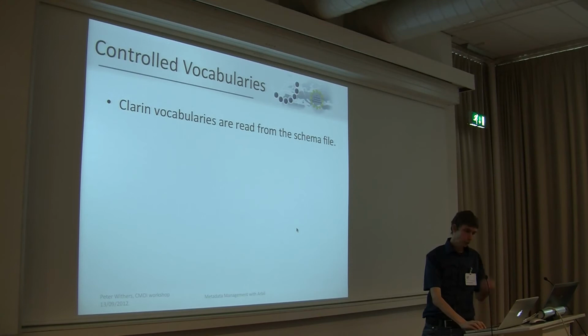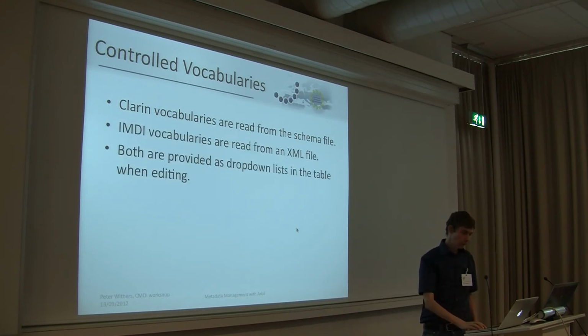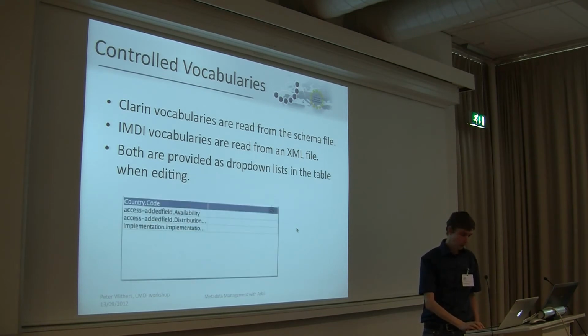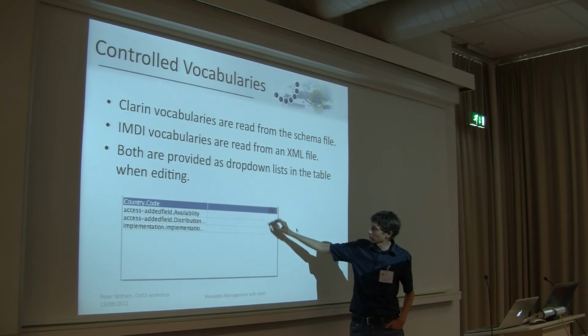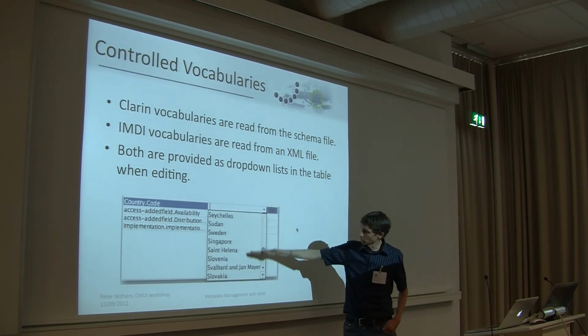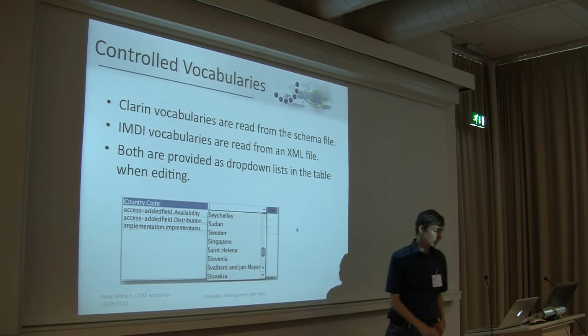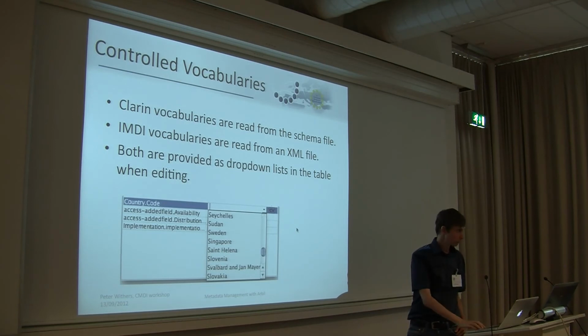The controlled vocabularies are read from the schema file. In the case of IMDI, it's read from an XML file. Both are available as a drop-down list in the menu. This is the controlled vocabulary icon. There are a few others, but that's the main one. Then you get this list, which corresponds directly with the list in the component editor, which will be presented later.